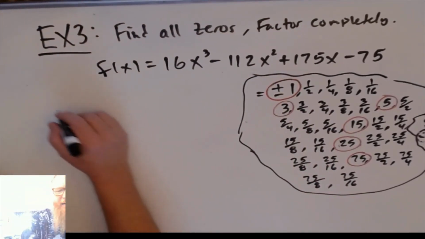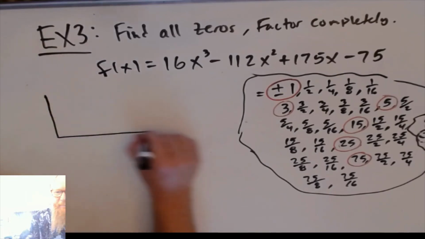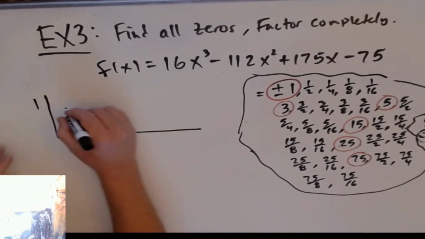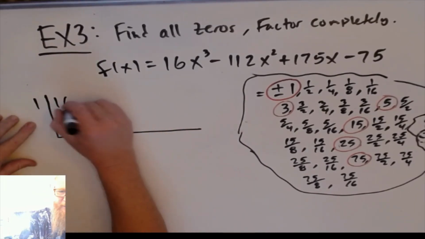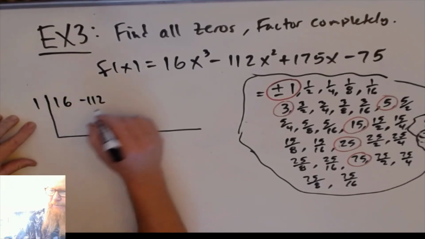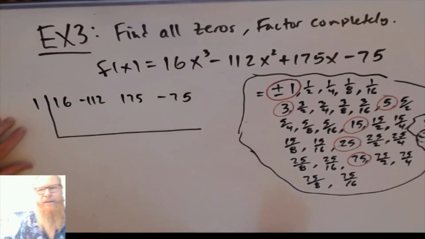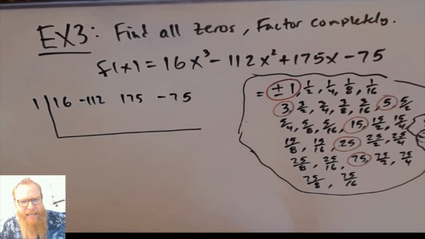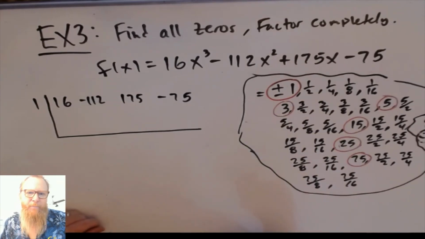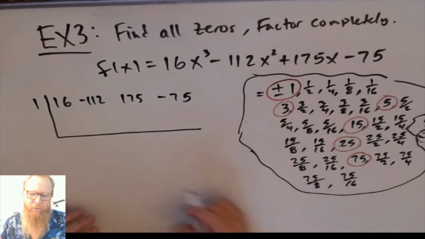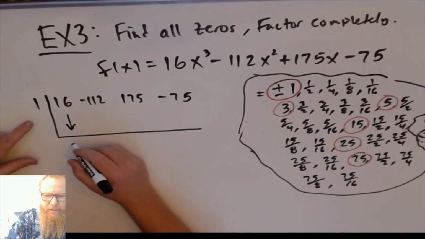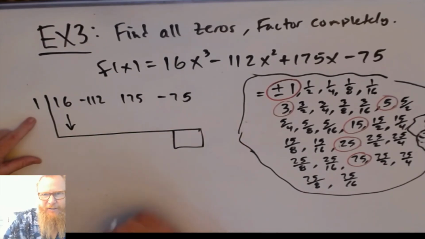So we're going to take our synthetic division, and we're going to start. I usually just start with 1. 16, 112, 175, and negative 75. If you have a feeling about a number, then try it. You don't have to go with 1 every time. 1 is kind of like, I don't know what to do, just start with 1. You're hoping you get a remainder of 0. That's what you're hoping for.